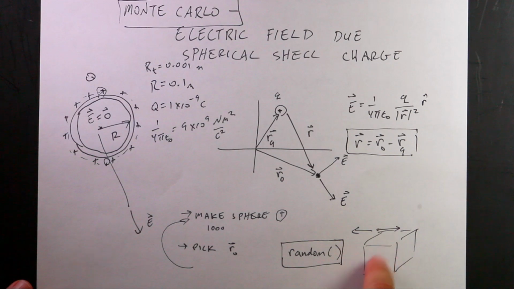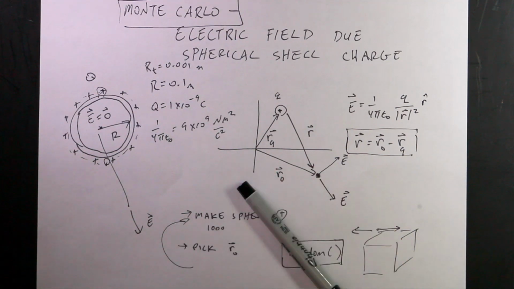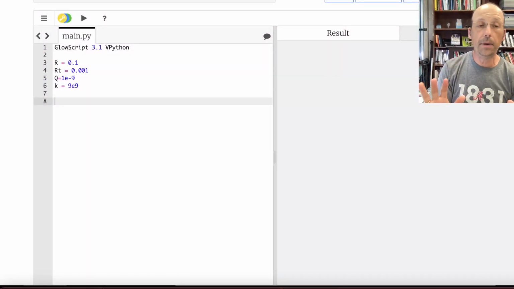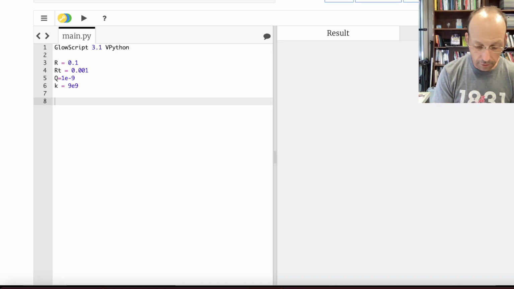Okay, so let's jump over to Python. Actually, I'm going to first make a cube of points, from negative R to R, and then we'll make it into a shell. I already got started because I told you I got interrupted before. So here is Python. This is GlowScript VPython. I'm going to give you the code for this, so don't worry about that.